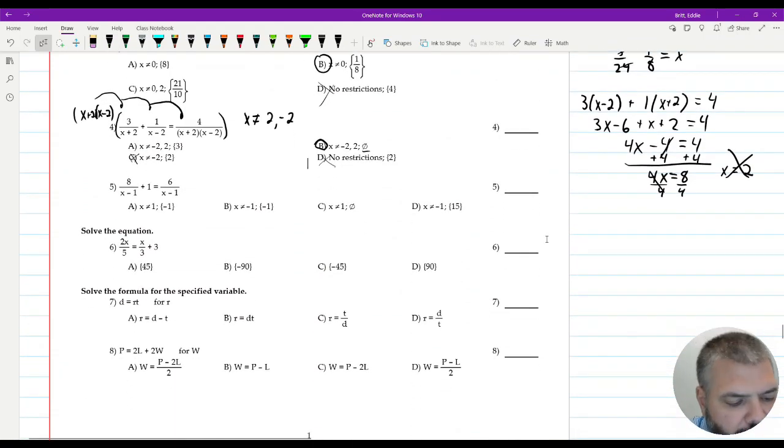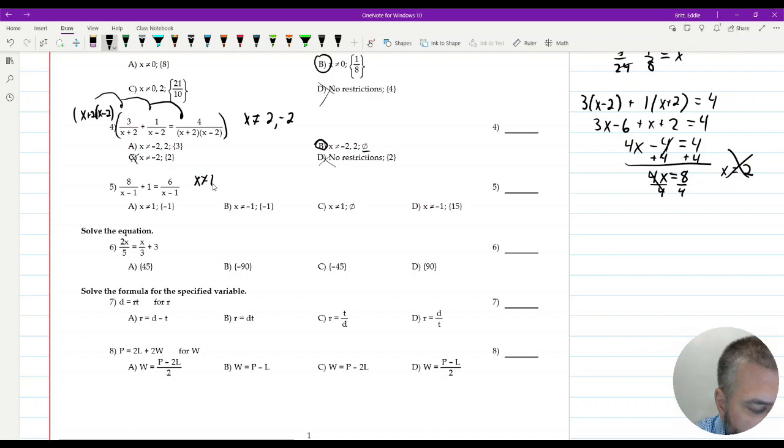All right. On the next problem, look at all of the denominators, and you can see that letting x equal 1 is going to make two of the denominators equal to 0. The other term doesn't have a denominator. So x cannot be equal to 1.